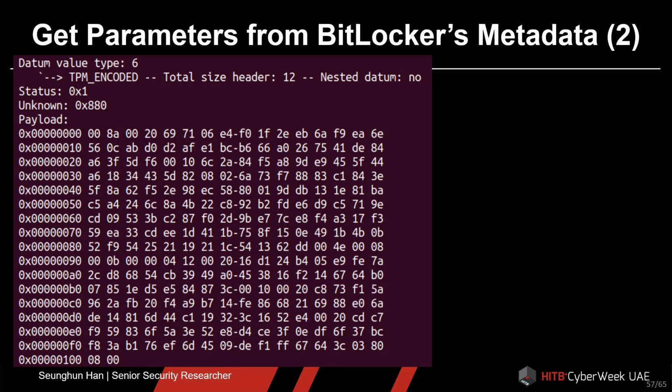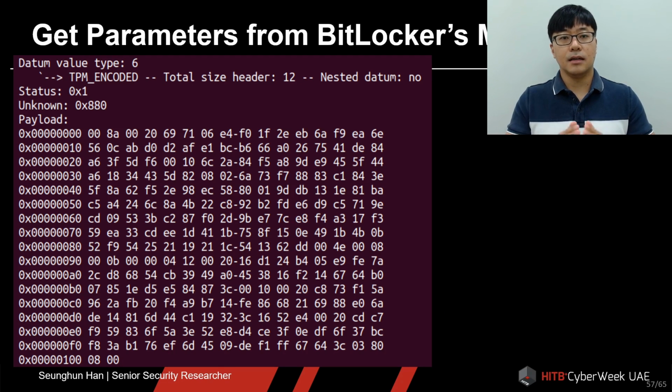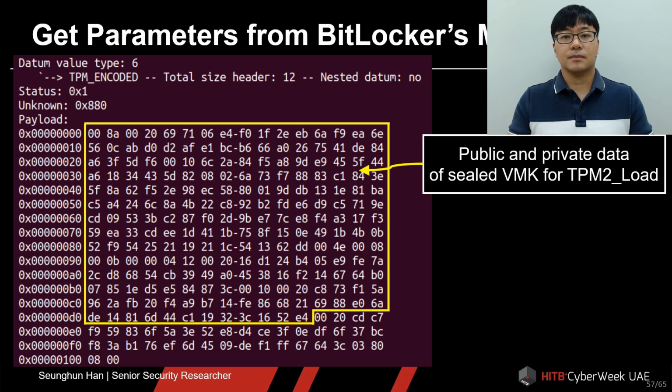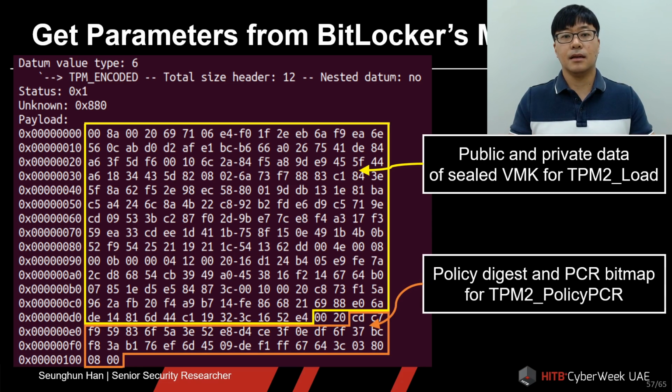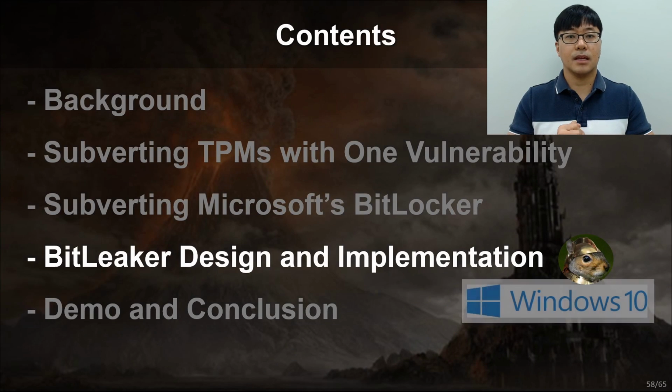BitLocker's metadata. This is the TPM encoded blob of BitLocker's metadata. This part has the public and private data of the sealed VMK for the TPM2 load command. And this part has the policy digest and PCR bitmap for the TPM2 policy PCR command. Except for these data, other parameters are static, as you know, so I can extract the VMK from other PCs.